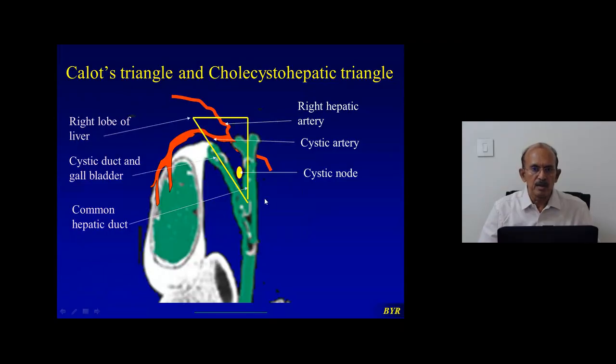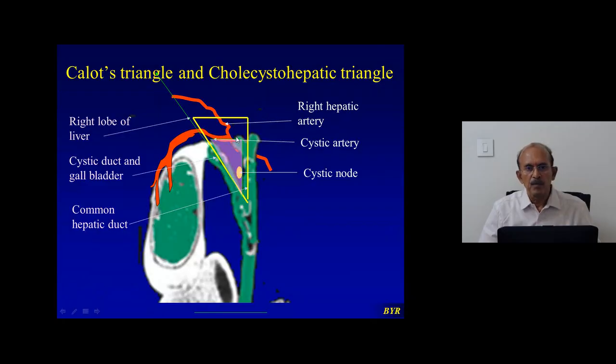the cystic node of Lund. This is the triangle described by Calot. The boundaries of the triangle which were described by Calot are above, the upper border of the cystic artery, the medial border of the hepatic duct, and the lateral border of the cystic duct. So this is Calot's triangle, originally described.